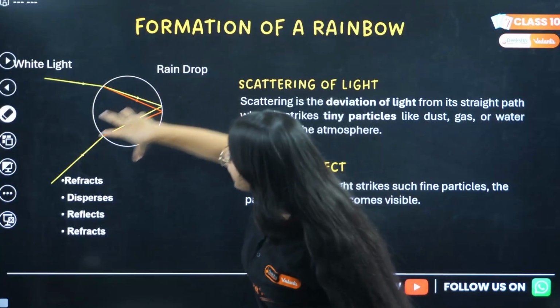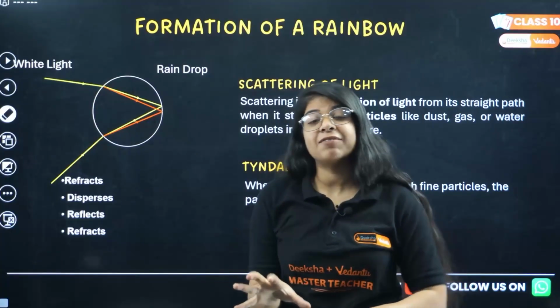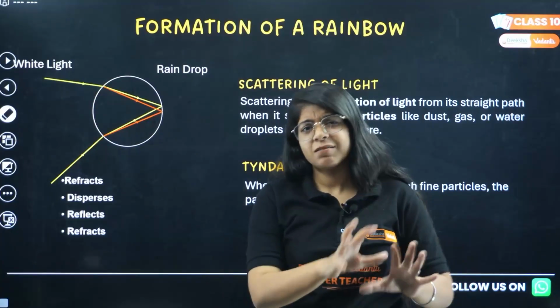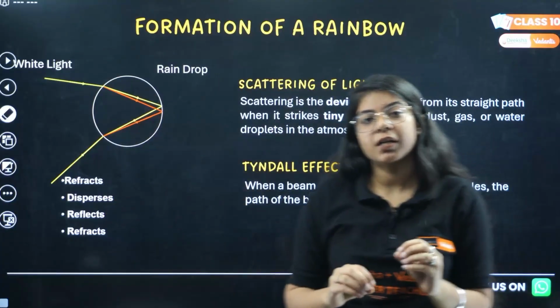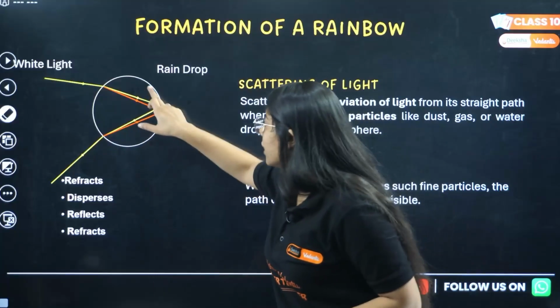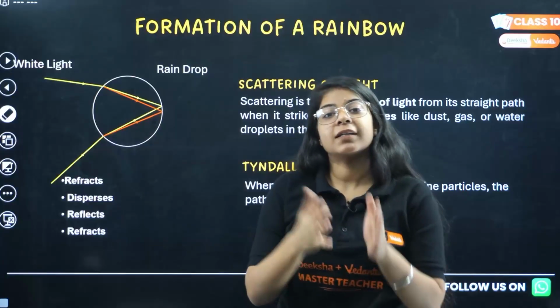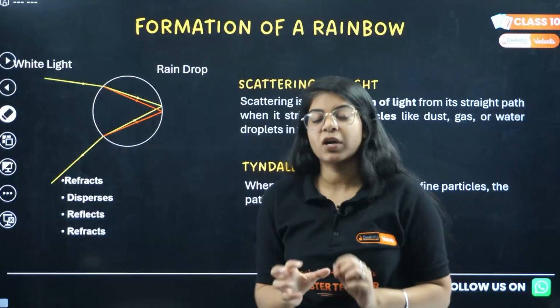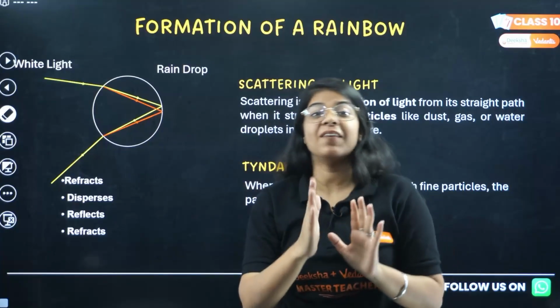It gets totally internally reflected. You will study about total internal reflection in detail somewhere in your future, but right now just understand that for total internal reflection, the angle should be greater than the critical angle. The incident angle with which this light is getting incident, that should be greater than the critical angle. There is an angle, okay? So if the angle is greater than that, the light will not come out. It will get reflected, right?